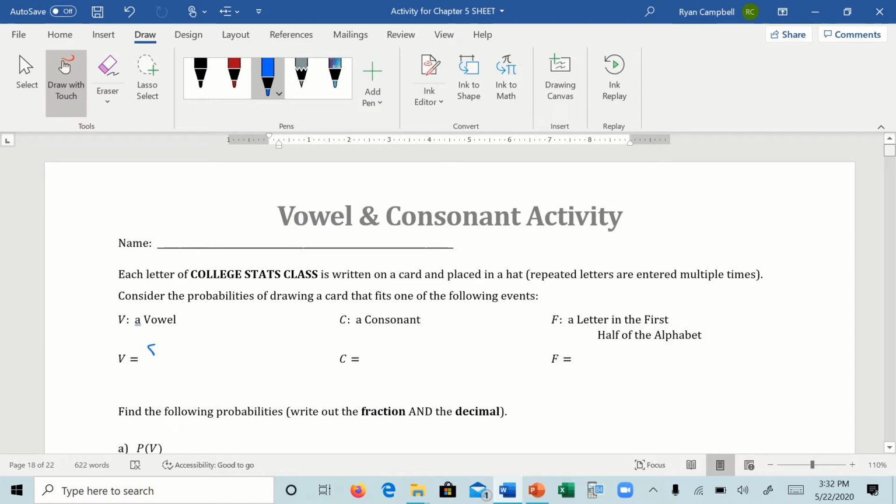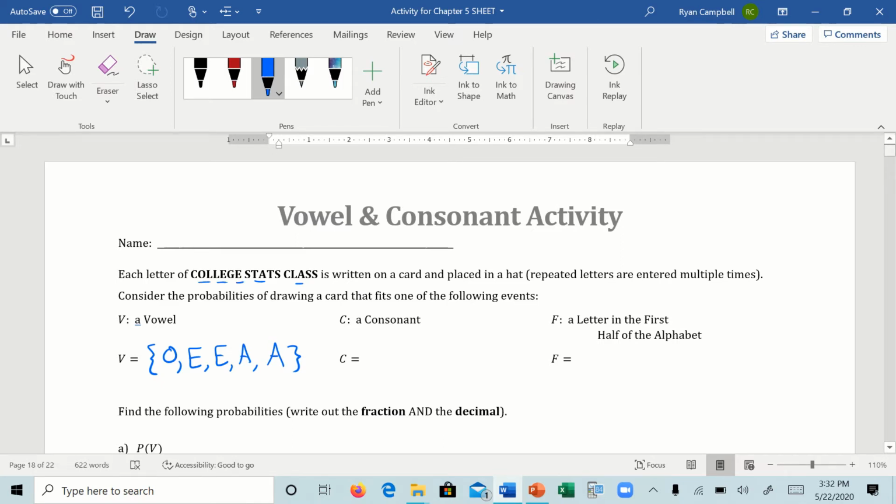So remember, events need to have, this is talking about their space, right? So they need to have those brackets. So what are all the vowels in college stats class? Well, we see there's an O, there's an E, there's another E, there's an A, and an A. So those are all the vowels.